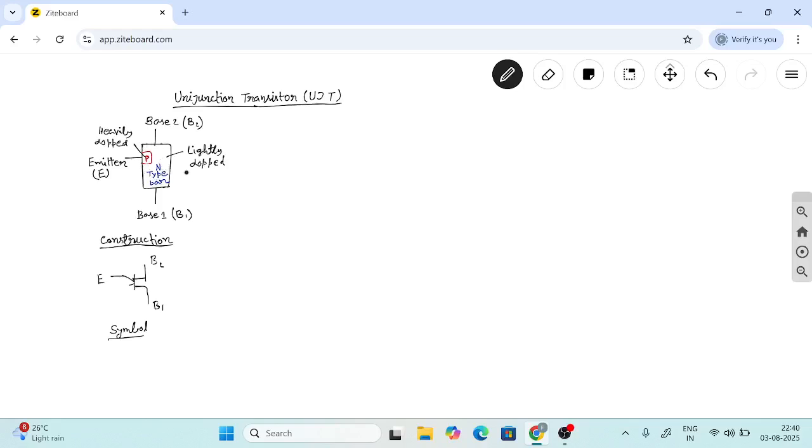N is lightly doped, meaning the number of charge carriers is less, and P is heavily doped, meaning the number of charge carriers is more. From the P layer, the terminal is emitter E, and from the N-type bar, the terminals are base B2 and base B1. So it is a three-terminal device: emitter, B2 and B1. This is the symbol of UJT.